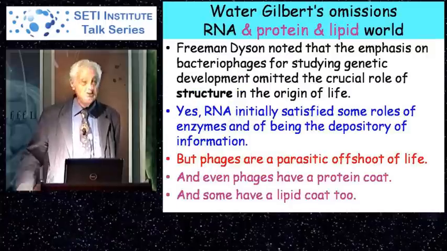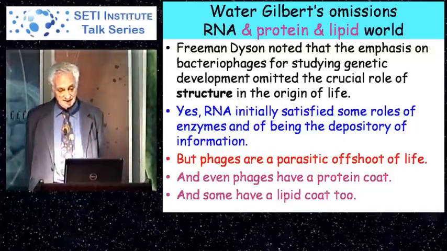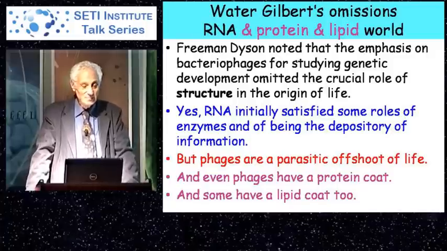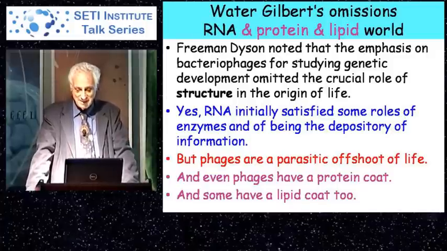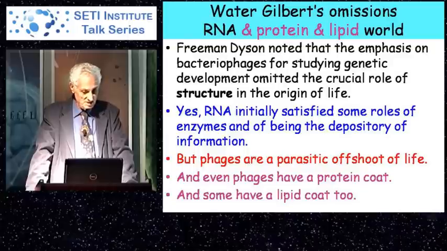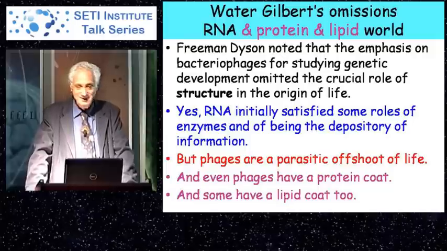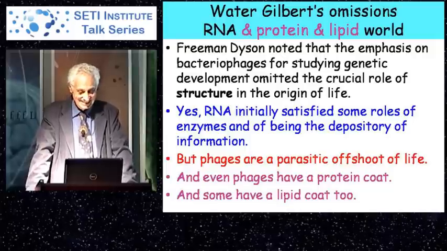Now, the RNA world concept came from Walter Gilbert in 1986. And I'm going to suggest that some things, proteins and lipids, were missing from his concept of the world and need to be added back. Freeman Dyson noted in his book that the emphasis on viruses for studying genetic development omitted the crucial role of structure in the origin of life. Viruses don't need structure because they borrow somebody else's structure and work with it.